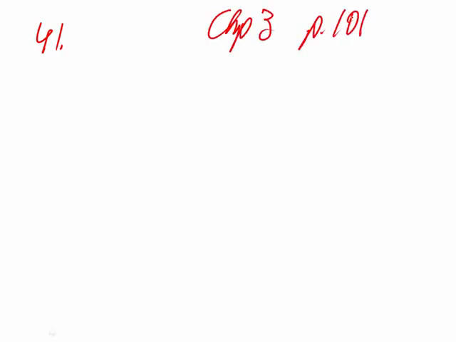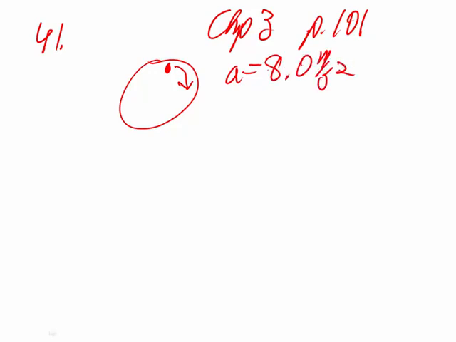All right, and now let's look at one more, number 41. This is still chapter 3, on page 101. It says a particle rotates in a circle with centripetal acceleration. So we got a circle, and we got a particle right here, and let's just say it's going that way, and its acceleration is 8.0 meters per second squared. What is a if the radius is doubled without changing the particle speed?